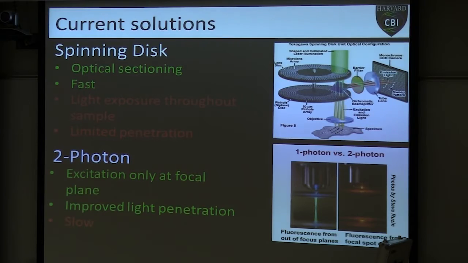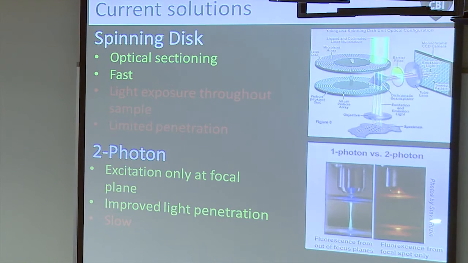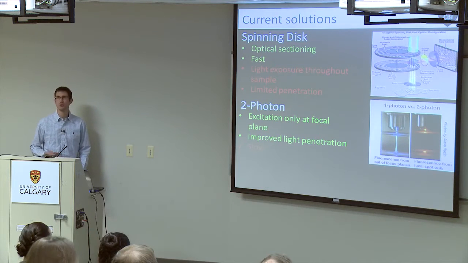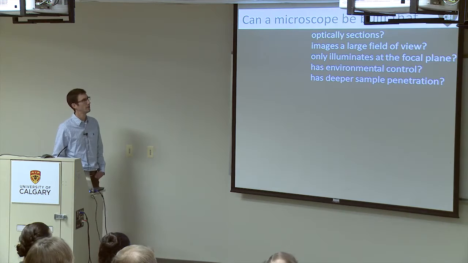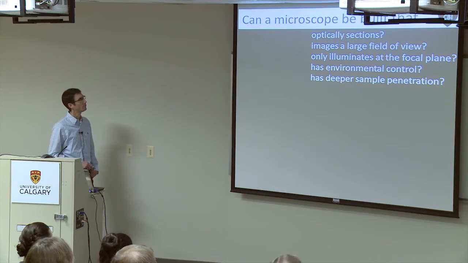We get improved light penetration because we're using infrared light, which penetrates better through biological tissue. But once again, we're back to a really slow point scanning process where we're having to scan that laser beam back and forth across our sample. All right. So we've addressed a couple of the issues, but we still don't have a design that addresses all of the problems that we find with microscopy.